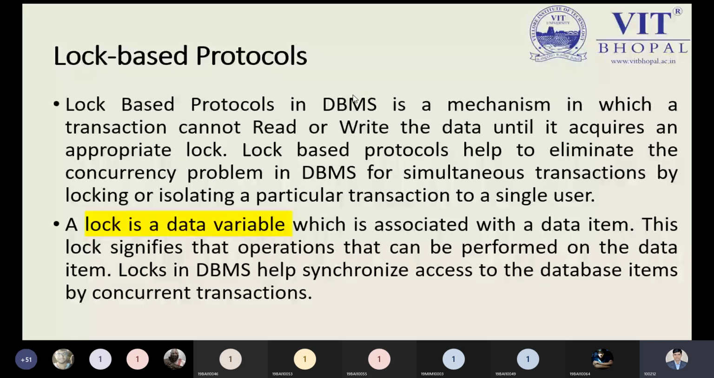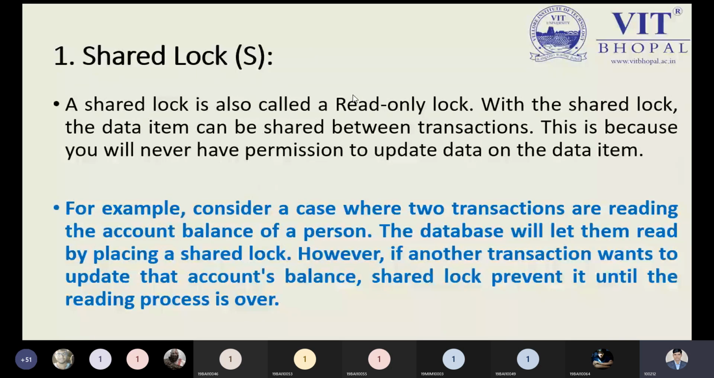Locks in a database management system help synchronize access to the database item by concurrent transactions. Since these are theoretical parts, you will understand this concept by taking an example. Right now I will take an example, but before taking the example, let me clear once again what is the meaning of the different kinds of lock modes. Before the lock mode, let me show some example.